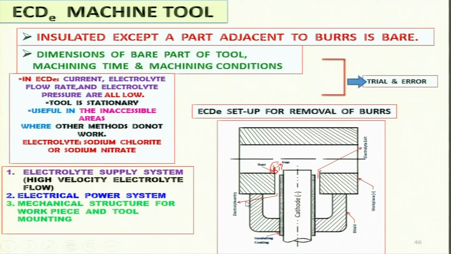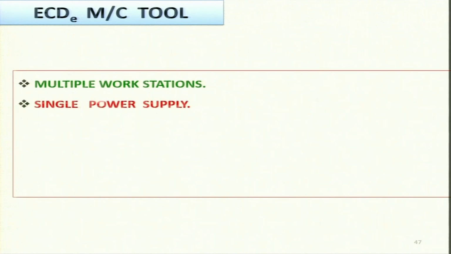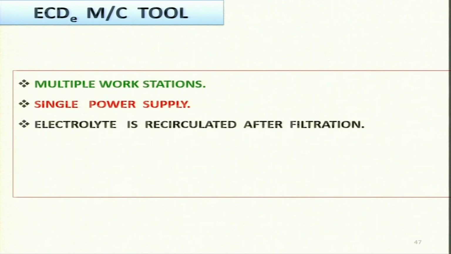As you can see over here, this is the structure where workpiece is mounted and the tool is mounted over there. And sludge separator is there, which is not shown over here. Electrochemical deburring machine tool further, multiple workstations or single power supply. Electrolyte is recirculated after filtration.